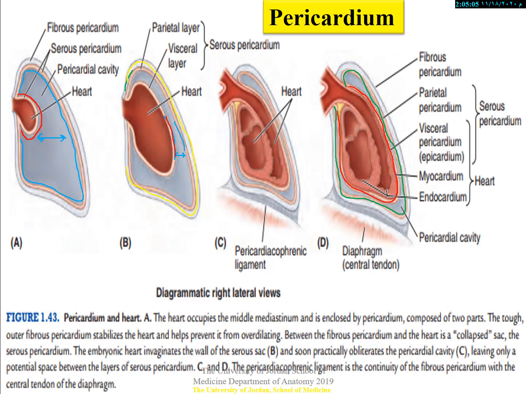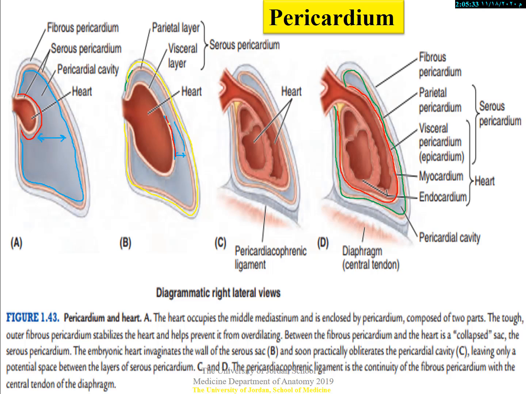So imagine that the heart is within two balloons. One of these balloons has been invaginated by the heart. The balloon gives the heart two layers, the visceral and the parietal, with a potential space called the pericardial cavity. Then another layer called fibrous pericardium covers all these structures. This is a tough fibrous tissue.